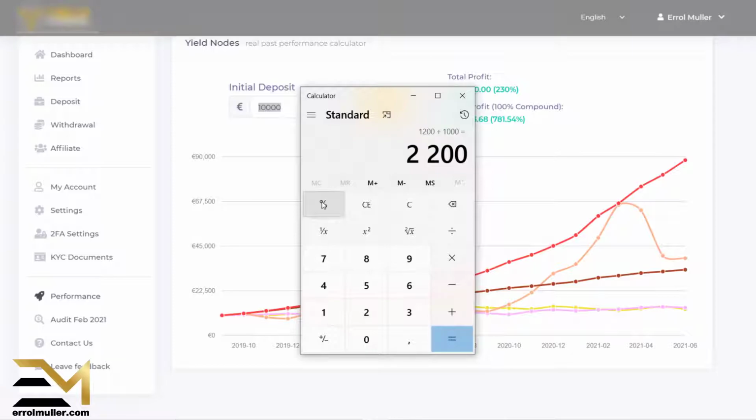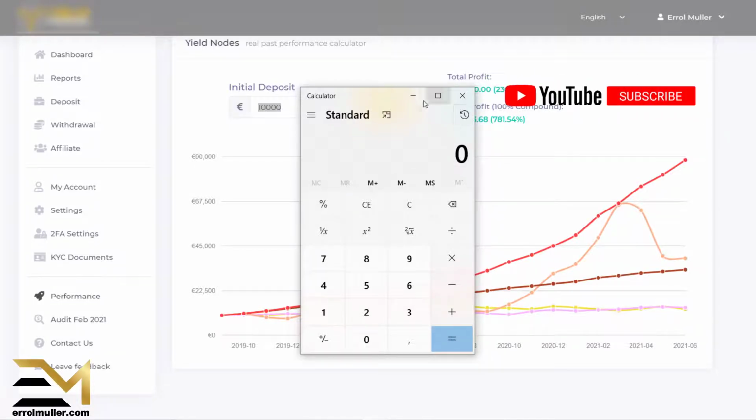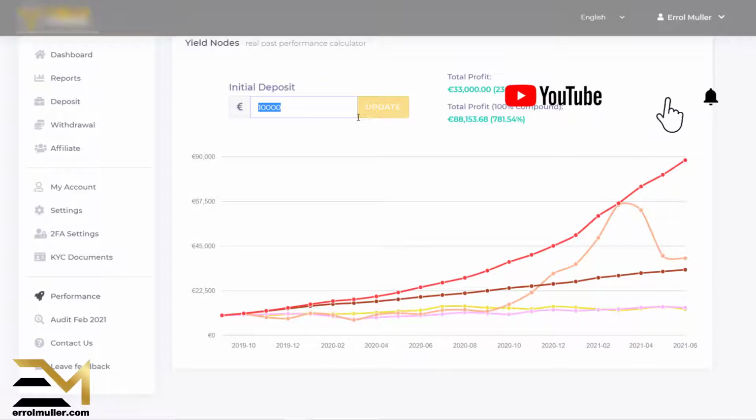Now let me quickly show you the power of compounding and how this can change your life and your investments going forward. Let me show you. And then I'm also going to show you my results.